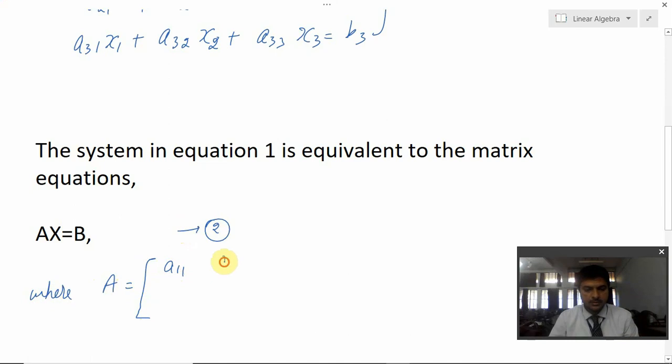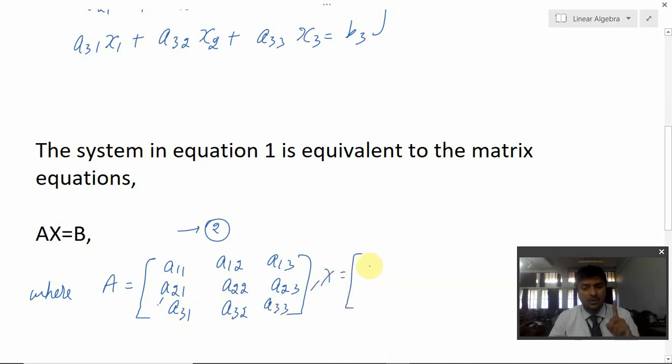A11, A12, A13, A21, A22, A23, right? A31, A32 and A33. In the same way, x. What is x, students? They are unknown. What are unknown? x1 is unknown, x2 is unknown and x3 is unknown.